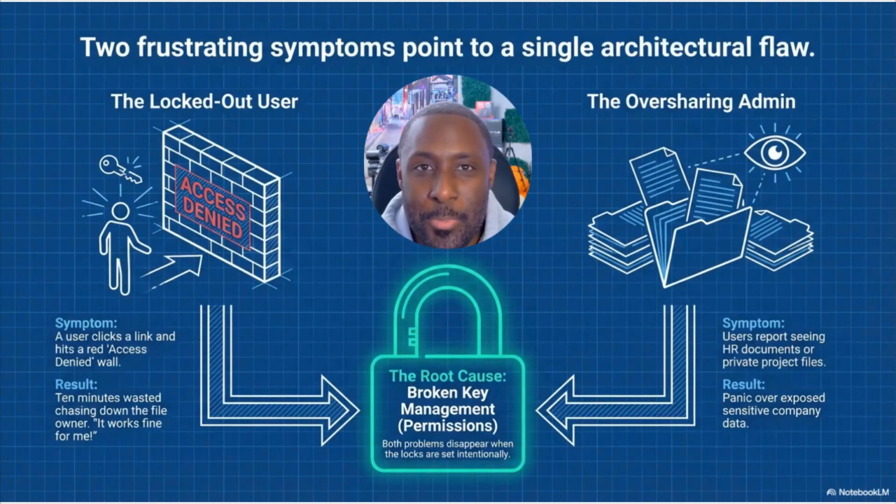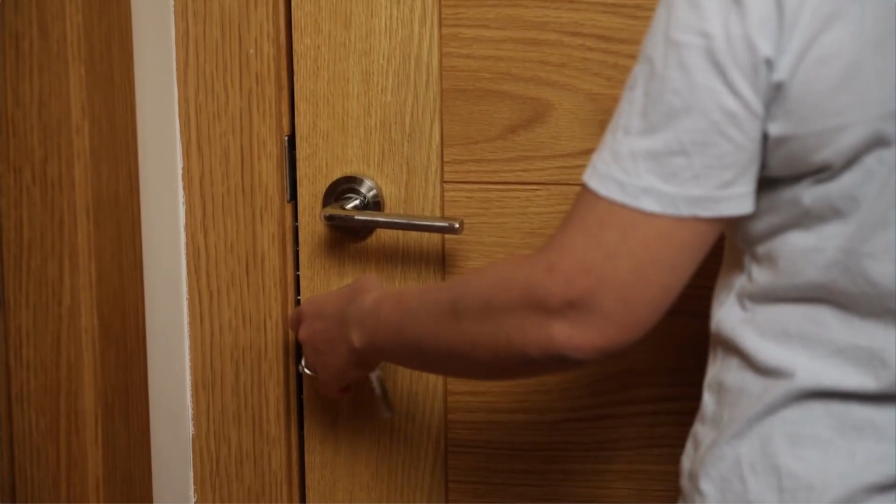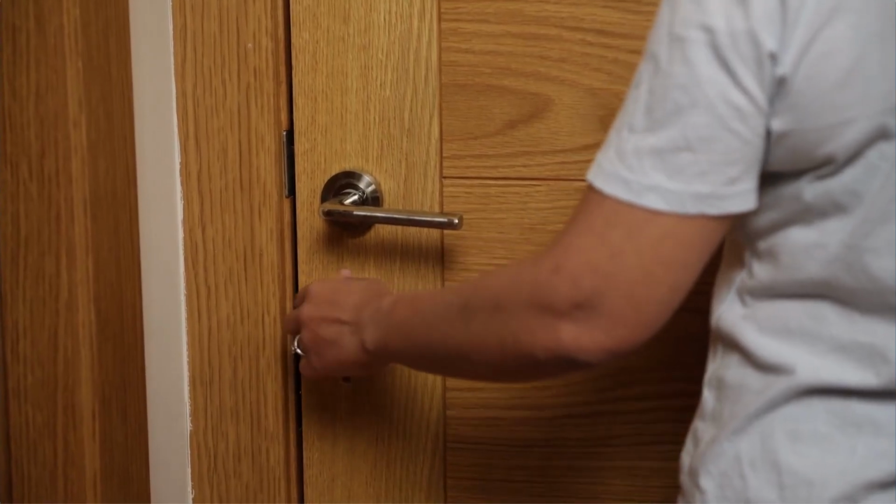Many organizations today face an architectural flaw. Users struggle to find what they need, while admins often overshare without realizing it. These aren't just minor inconveniences. It indicates a deeper issue in access management. The root cause: keys are in the wrong hands. But here's the good news. It's entirely fixable. The permissions you set are the locks on the doors. By understanding this structure, managing access becomes intuitive rather than overwhelming.